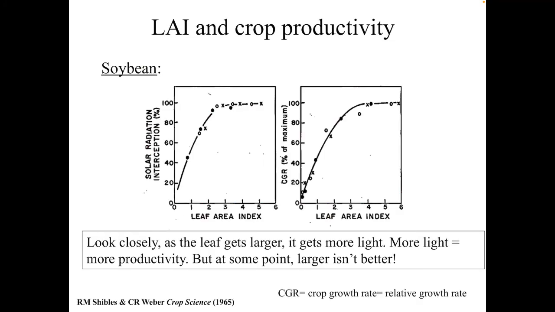This is leaf area index, LAI, in other words, the size of the leaf, and crop productivity. Look closely. As the leaf gets larger, it gets more light, so it's intercepting more of the solar radiation. But at some point, a larger leaf doesn't really help a whole lot. So breeding for this size leaf and this size leaf is not going to increase productivity a whole lot. And that's why people do these sorts of studies, because there's no point in breeding for a bigger soybean leaf if the soybean leaf size currently right now gives us the best productivity.